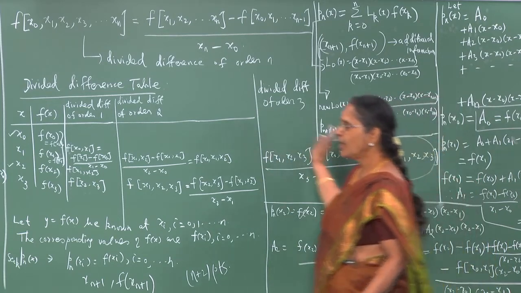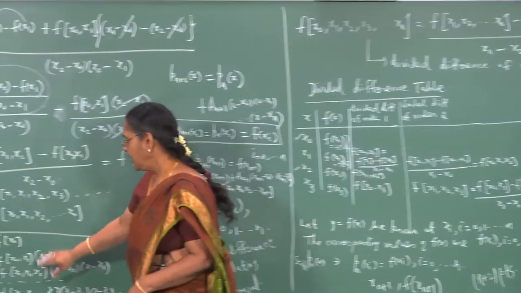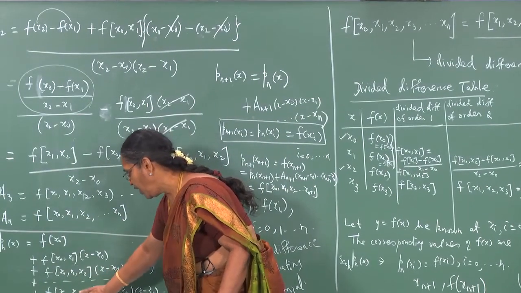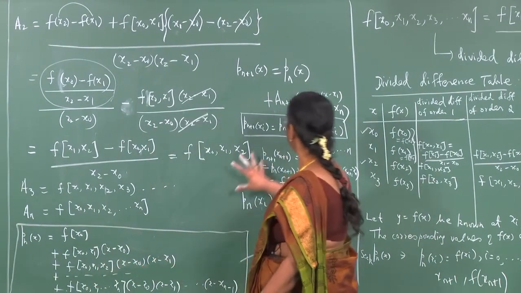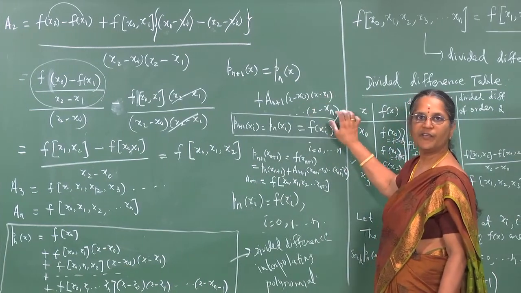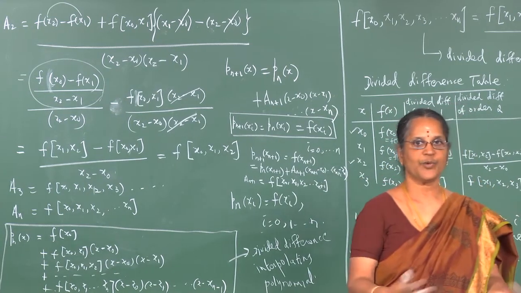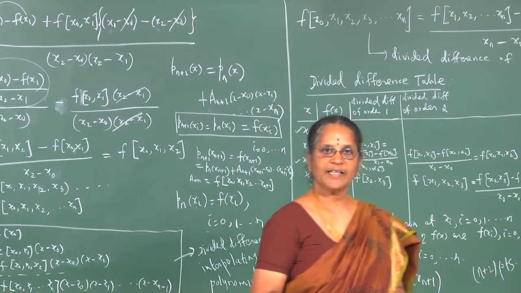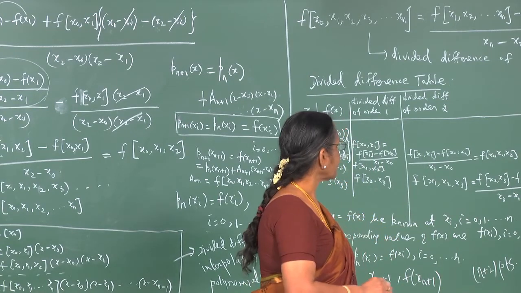Whereas this did not happen in the case of the divided difference formula. The polynomial that we already have obtained is going to be used, and we just add an extra term that takes into account the information that is provided to us at this extra point, and that is why the divided difference method scores over Lagrange interpolation method.